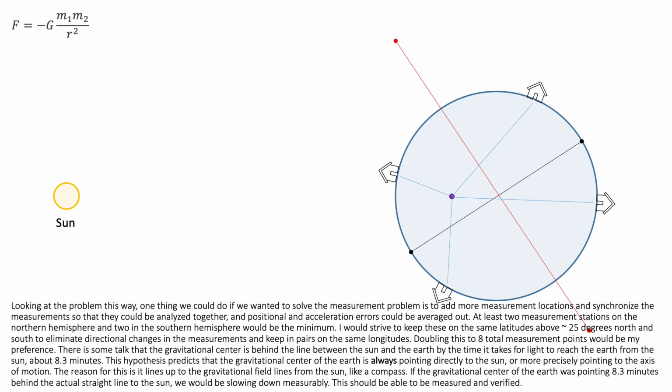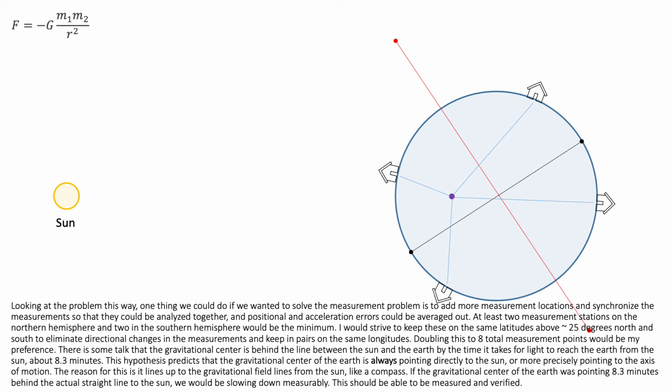There is some talk that the gravitational center is behind the line between the Sun and the Earth by the time it takes for light to reach the Earth from the Sun, about 8.3 minutes. This hypothesis predicts that the gravitational center of the Earth is always pointing directly to the Sun, or more precisely pointing to the axis of motion. The reason for this is it lines up to the gravitational field lines from the Sun, like a compass.